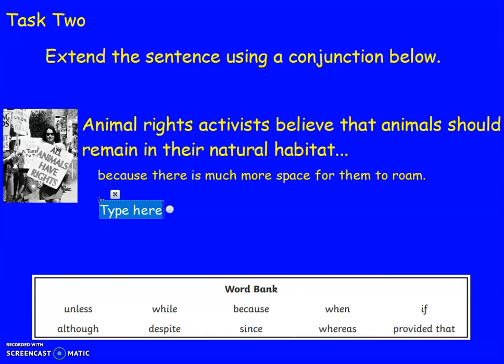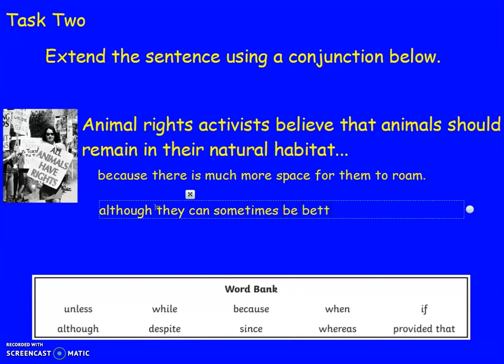Okay, now I'm going to use "although." So see if I can finish this sentence using although. Animal rights activists believe that animals should remain in their natural habitats, although they can sometimes be better treated in captivity. So that's recognising the other point of the argument that we looked at last week.